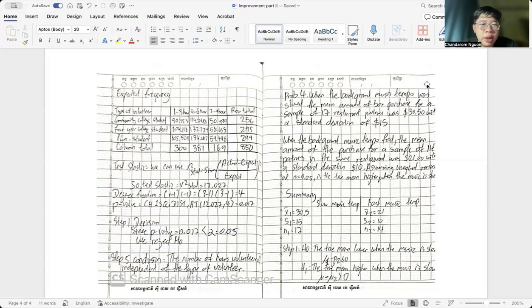Moreover, to find the degrees of freedom, we look at the table and take the number of rows minus 1, multiplied by the number of columns minus 1, which equals (3 minus 1) multiplied by (3 minus 1), equal to 4.